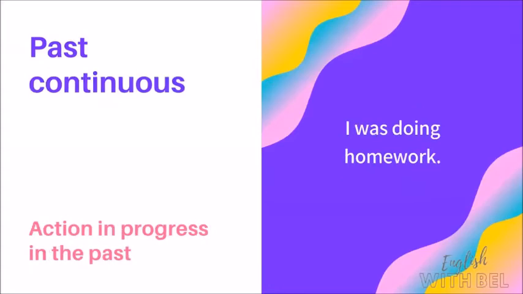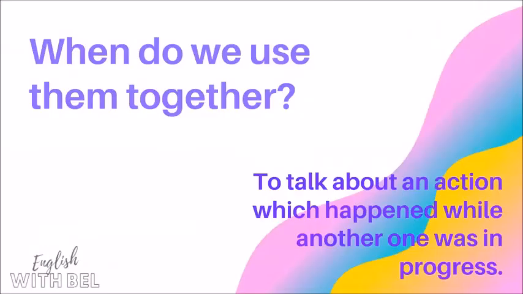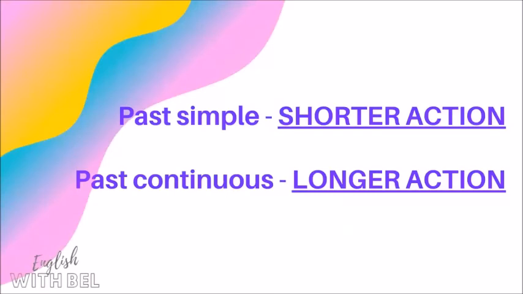The past continuous, however, is used to talk about an action in progress in the past. For example, I was doing homework. The action in this sentence is not a single one. On the contrary, it is a long action which took place over a period of time. Now, when do we use both tenses together? We do so when we talk about an action which happened while another one was in progress. When this happens, we use the past simple to talk about a shorter action. This is the single event. And we use the past continuous to talk about the longer action. This is the action in progress.